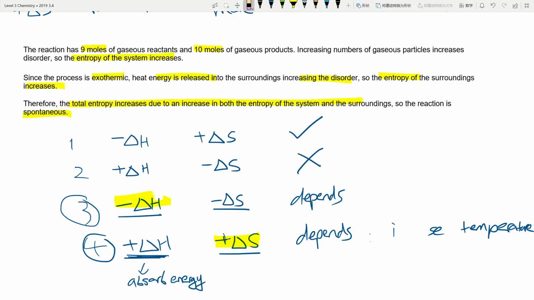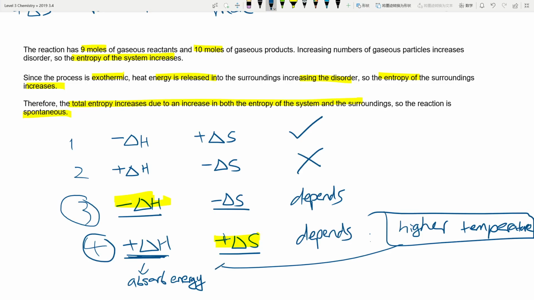Okay, so if you do this reaction at a higher temperature, that will be more spontaneous. Why? Because the higher temperature will compensate for the energy absorbed, and that will minimize that effect. So the higher temperature minimizes the effect of positive delta H, or you can say it maximizes the effect of delta S. Same thing here, but it's a different type of thinking. If I'm already releasing energy, that means a lower temperature will minimize the effect of the change of entropy.